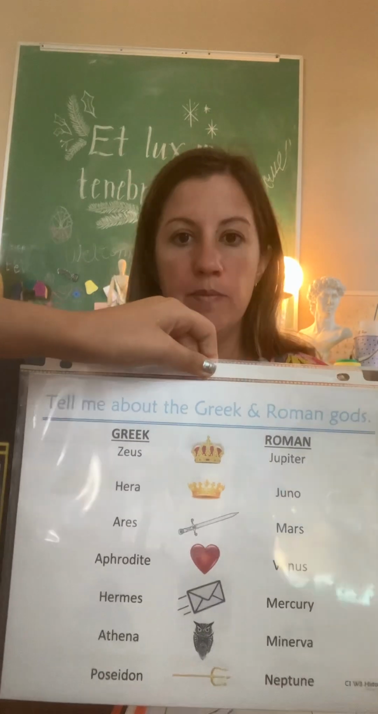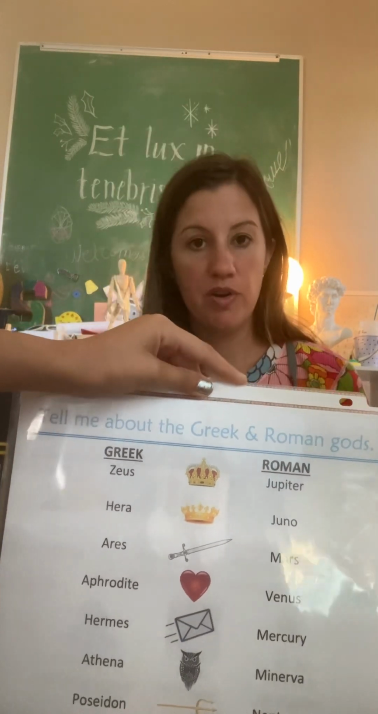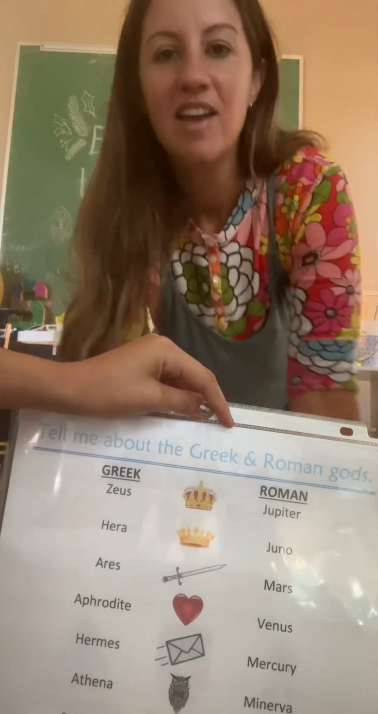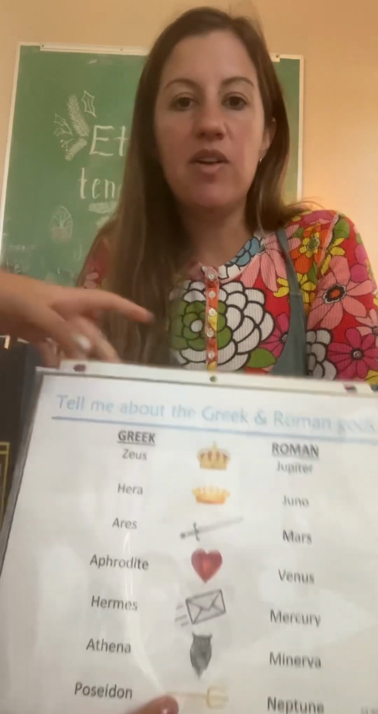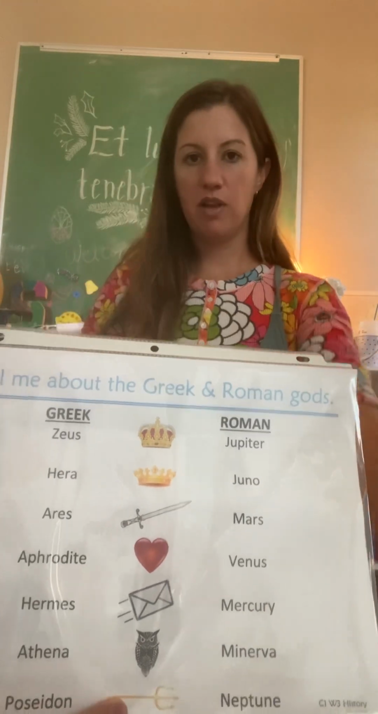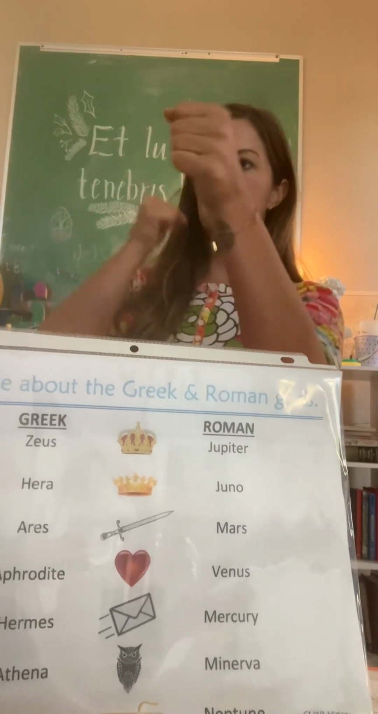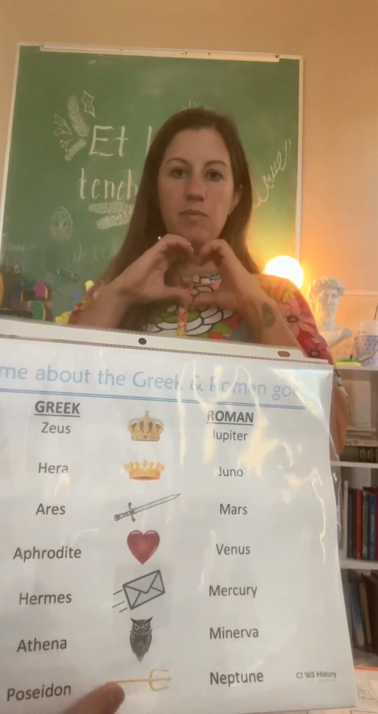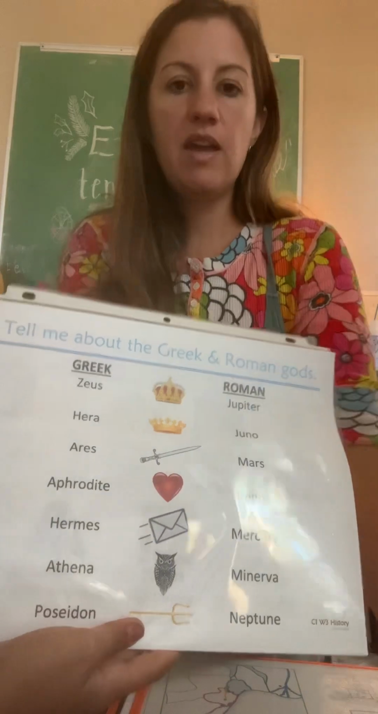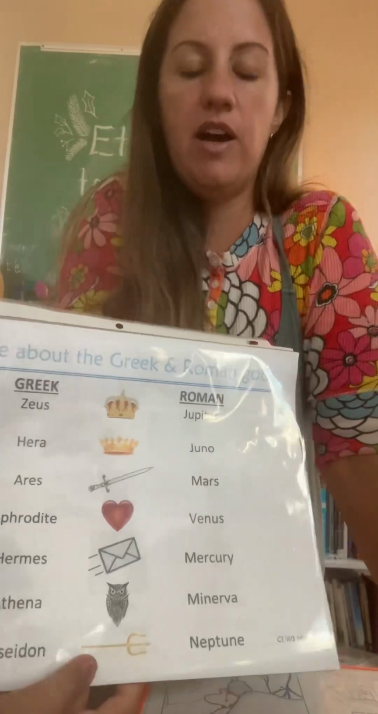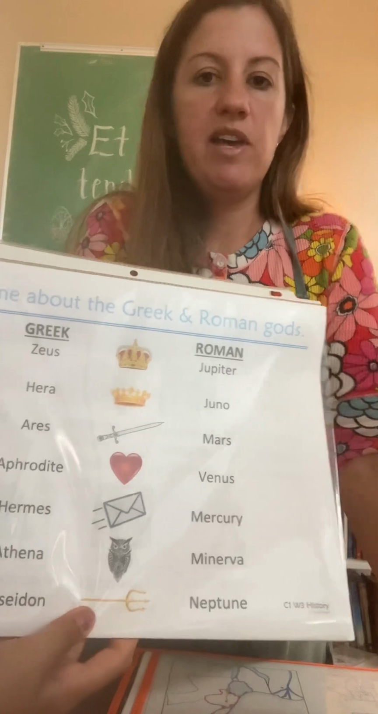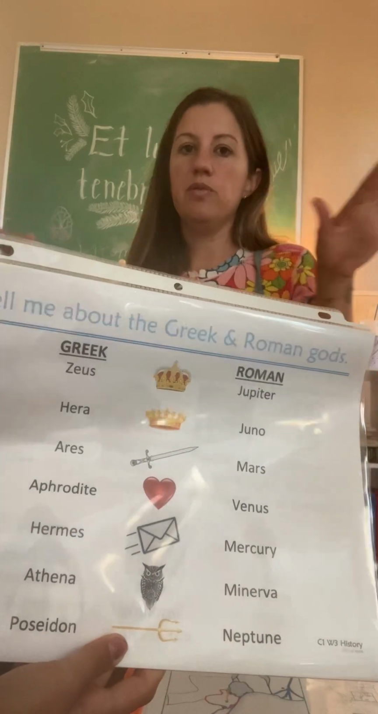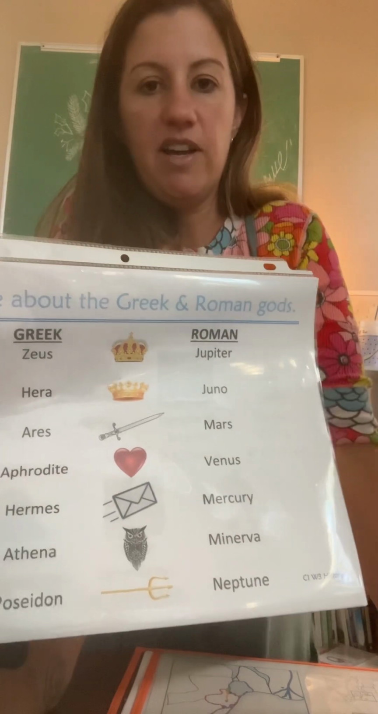For Hera, Juno, we curtsied. This is our queen. And then we had Ares, Mars. These were like our warriors, so we did sort of some punching fists. And then for Aphrodite, Venus, we made a heart because they were the goddesses of love. And then we have Hermes, Mercury, who were the messengers. So we sort of flew around. They had little wings to fly around.